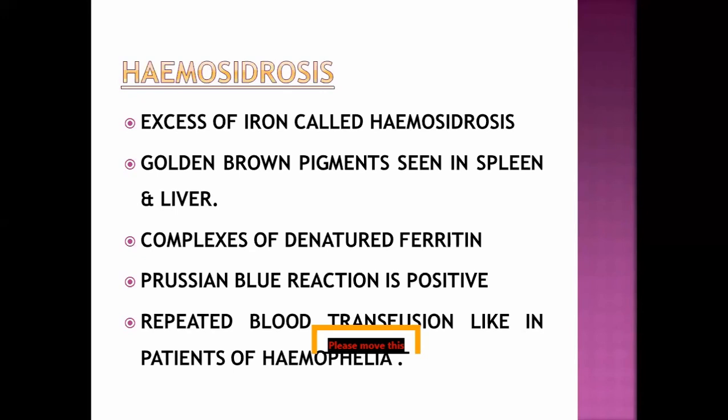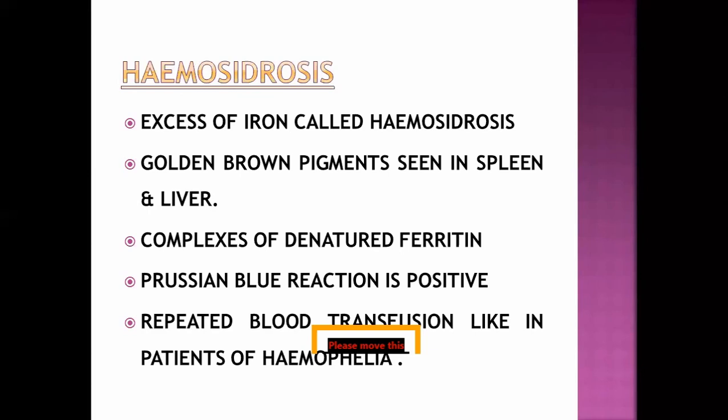Now hemosiderosis, the last slides of today's lecture. Excess of iron is called hemosiderosis. Golden brown pigments are seen in the spleen and the liver. They are complexes of denatured ferritin, and the Prussian blue reaction is positive. Hemosiderosis and hemochromatosis: from the laboratory point of view, what is the difference? The main difference is that the Prussian blue reaction is negative for hemochromatosis and positive in hemosiderosis.